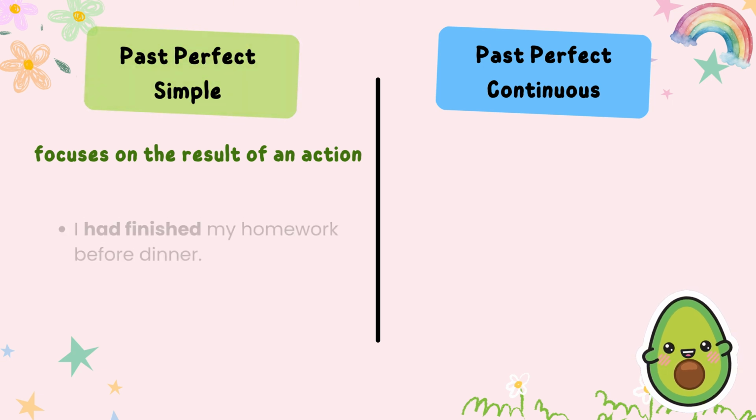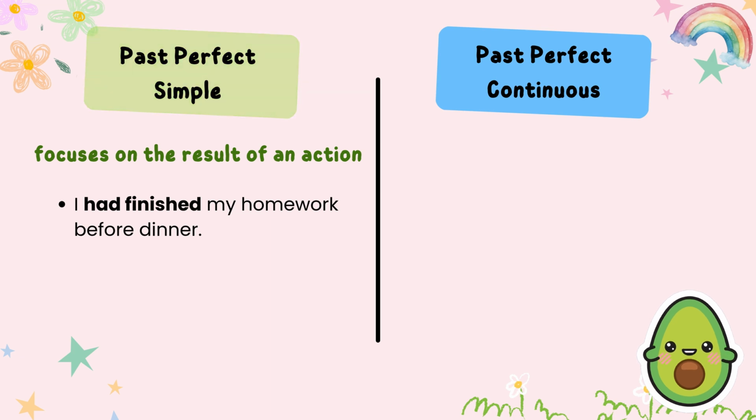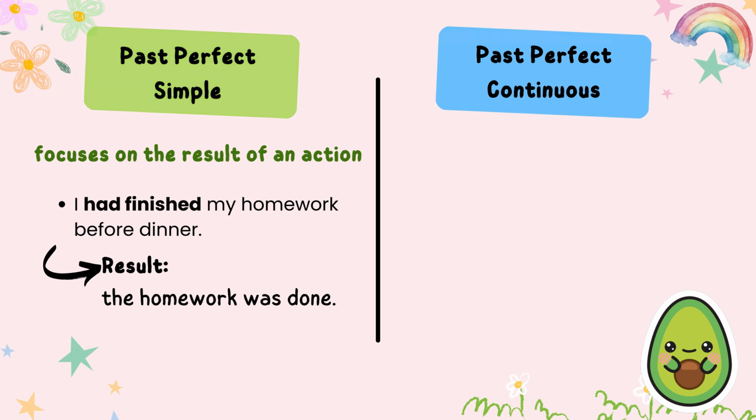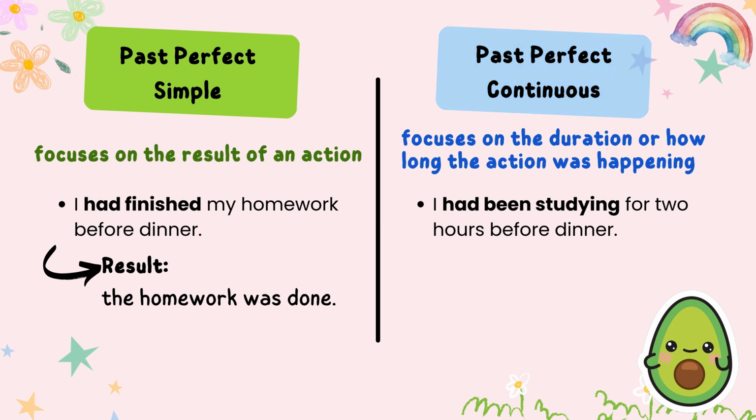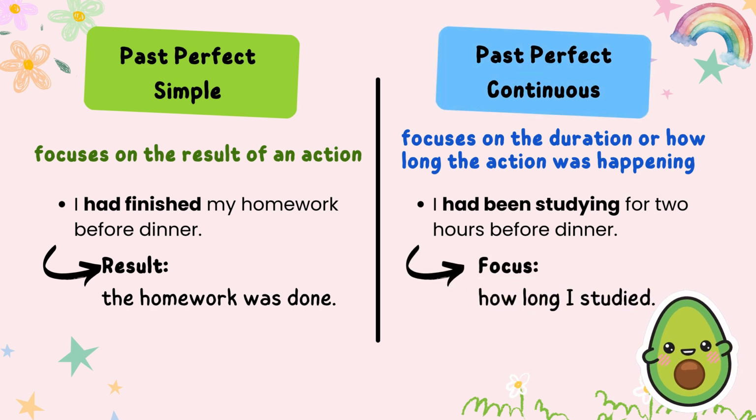Example: I had finished my homework before dinner. Result: the homework was done. The past perfect continuous focuses on the duration or how long the action was happening. Example: I had been studying for 2 hours before dinner. Focus: how long I studied.